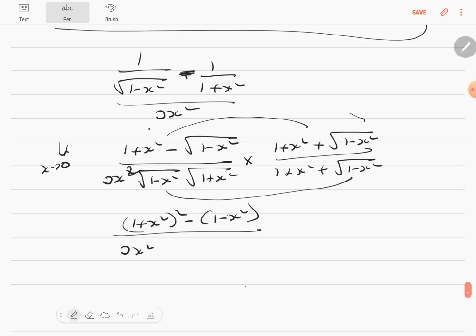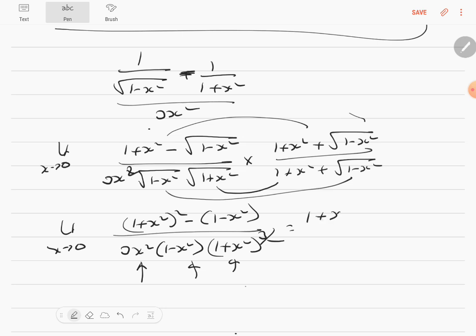Root of 1 minus x square will become just 1 minus x square. And the root of 1 plus x square and 1 plus x square will become 1 plus x square whole to the power 3 by 2, limit x tends to 0. Doesn't matter, because these two are never going to become 0, so that's an advantage. We want to cancel off this x square with the numerator, so the only way to do it is probably expand it. A square plus b square plus 2ab minus 1 plus x square.